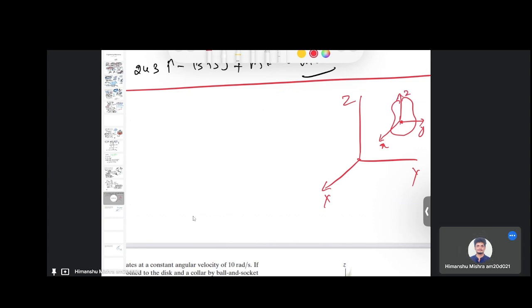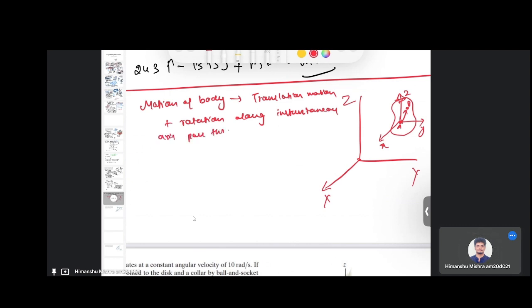So for the velocity, let's say there is one point B and this is point A. Here the motion of this body can be regarded as the instantaneous translation of the body and rotation about the instantaneous axis passing through point A. It can be given as the translation motion plus rotation along the instantaneous axis passing through A, because this moving coordinate system x, y, z has its origin at point A and it is rotating along the axis which is passing through A, right?